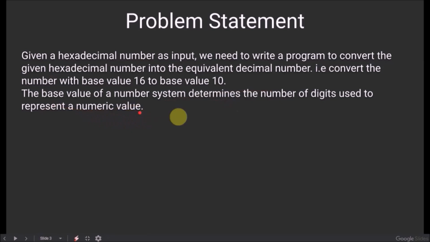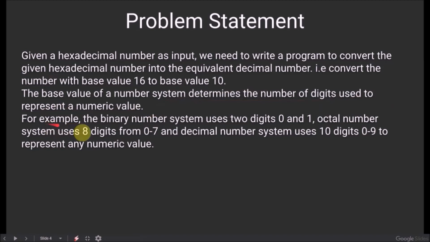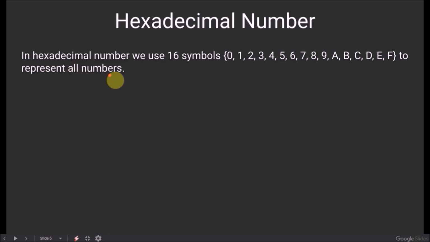The base value of a number system determines the number of digits used to represent a numeric value. For example, the binary number system uses two digits 0 and 1. Octal number system uses 8 digits from 0 to 7, and decimal number system uses 10 digits 0 to 9 to represent any numeric value. In hexadecimal number, we use 16 symbols that are 0, 1, 2, 3, 4, 5, 6, 7, 8, 9, A, B, C, D, E, F to represent all the numbers.